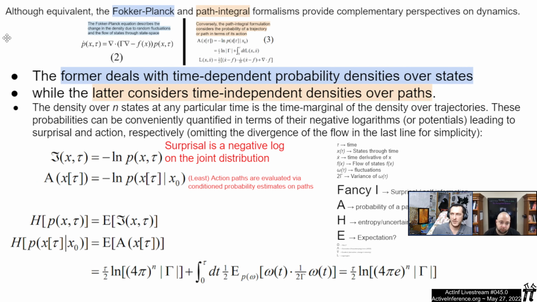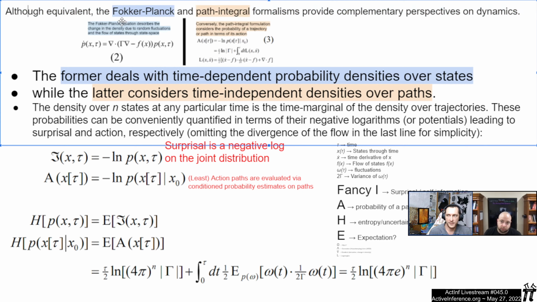And then they write, although equivalent, the Fokker-Planck and the path integral formalisms, this dialectic that we've discussed, provide complementary perspectives on dynamics. Did we mention that they're different but complementary? The former deals with time-dependent probability densities over states. The latter, path integral, considers time-independent densities over paths. The density over states at a particular time is the time marginal of the density over trajectories.